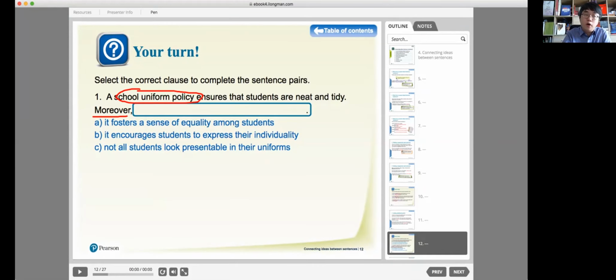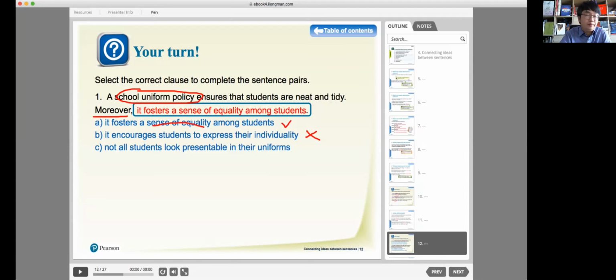We choose this, but not this. Do you know why? Because do you think a school uniform policy will really encourage students to express their individuality? No. But it's opposite. Another way around. It fosters a sense of equality. A matter of meaning.